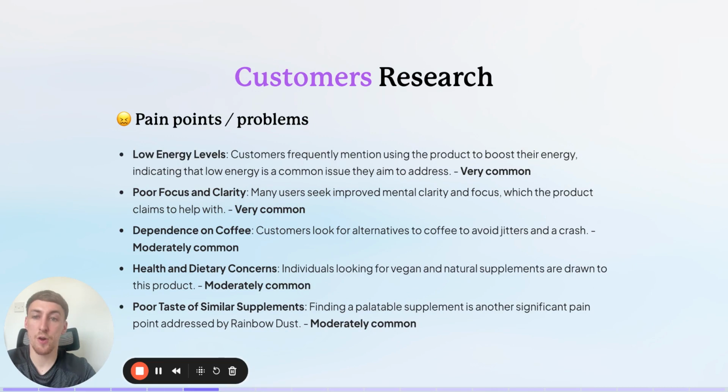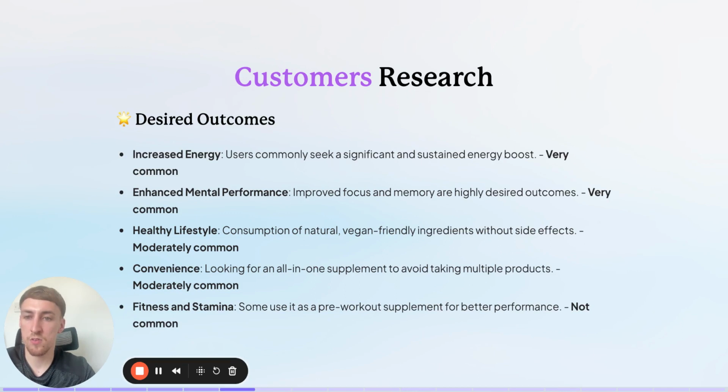So next up, we're going to be breaking down a load of different points and seeing how often it was mentioned in the ad. So pain points and problems, we have low energy levels, with a massive pain point mentioned a lot. Poor focus and clarity was very common as well. Then desired outcomes, so how people want to feel after they've used your product, or what outcomes people had after using your product. So increased energy, very common. Enhanced mental performance, very common as well.